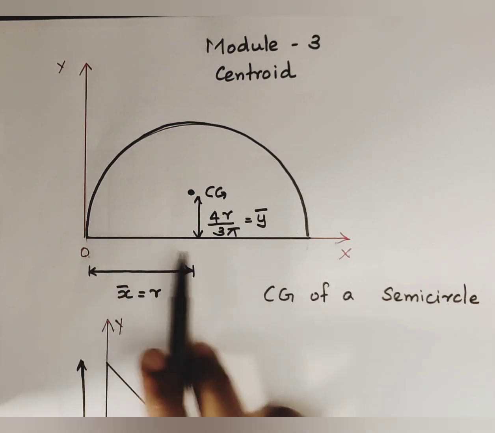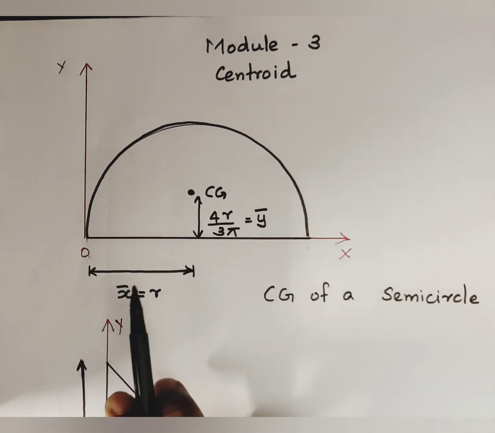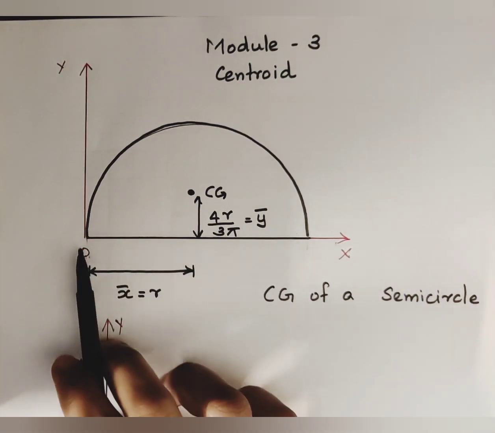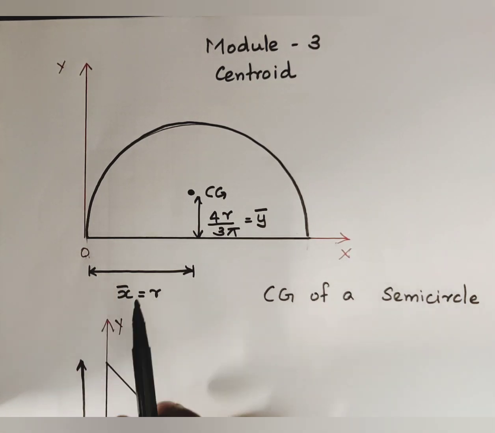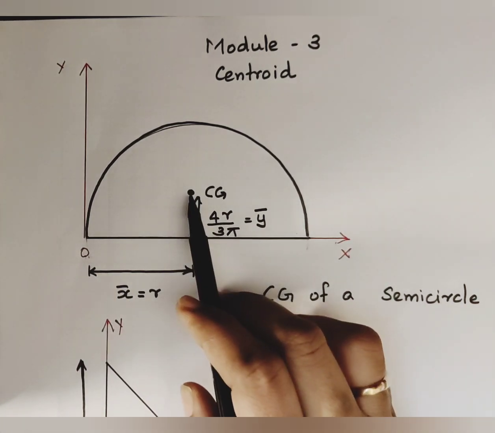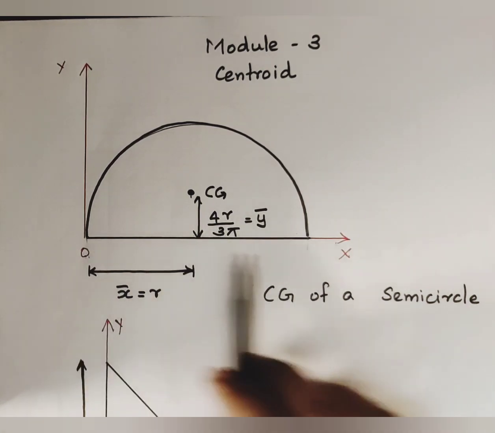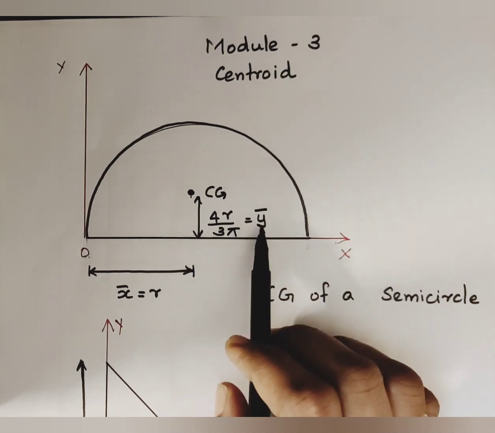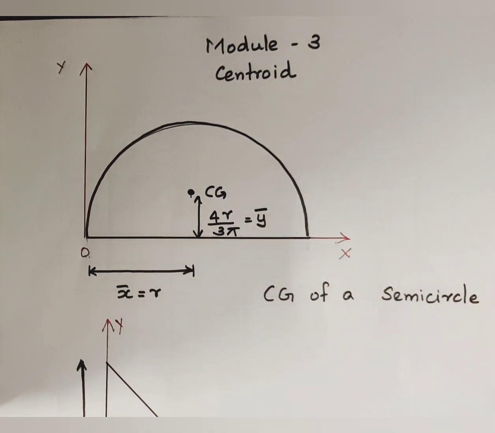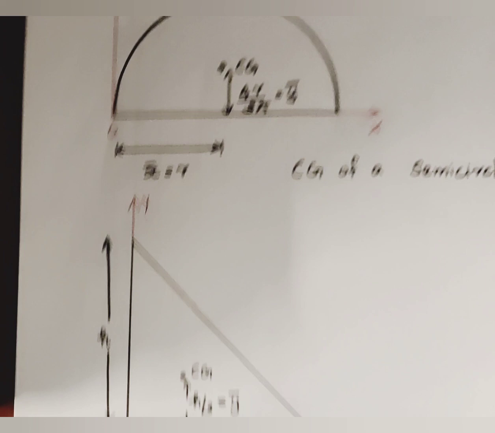Here you can see a semicircle of radius r. With respect to the y axis, the x coordinate of the centroid, this distance, is equal to the radius r. And with respect to the OX axis, the y coordinate is equal to 4r by 3 pi.